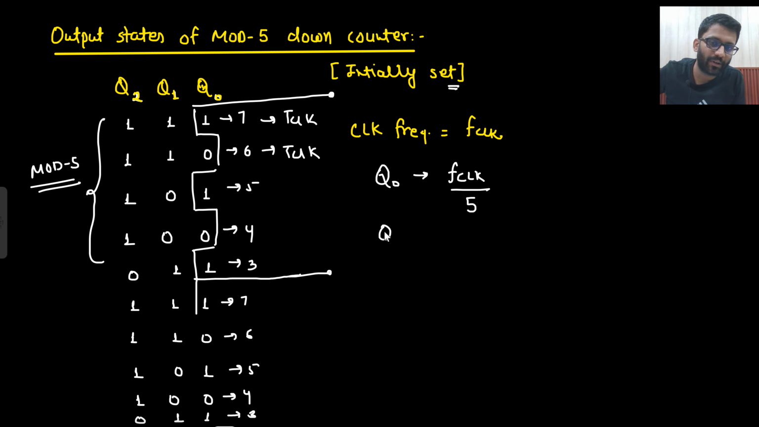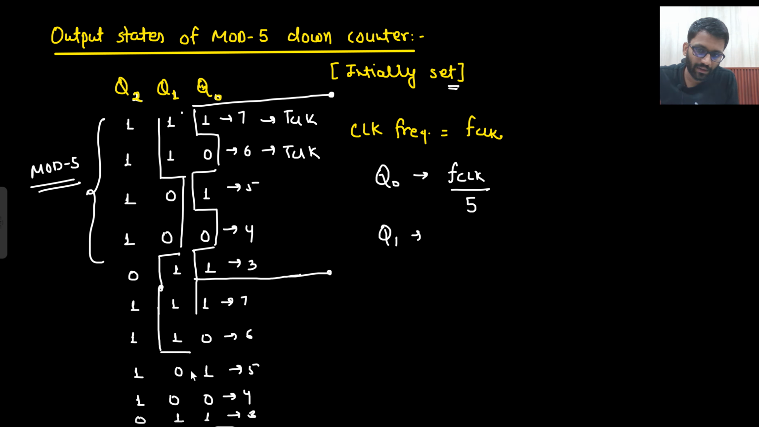For Q1 as well, you are able to visualize 1, 1, 0, 0, and then 1. Now the same cycle will be repeated. 1, 1, 0, and then 1. So 1, 1, 0, 1, 1, 1, 0, 1. So here also it is F clock by 5.